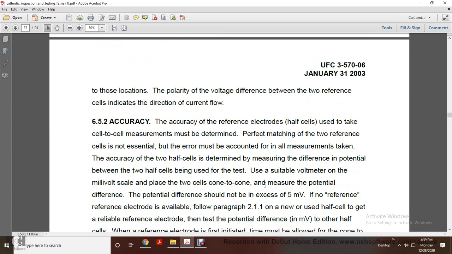The accuracy of the reference electrode half cells used for the cell-to-cell measurement must be determined. Perfect matching of the two reference cells is not essential, but the error must be accounted for in all measurements.